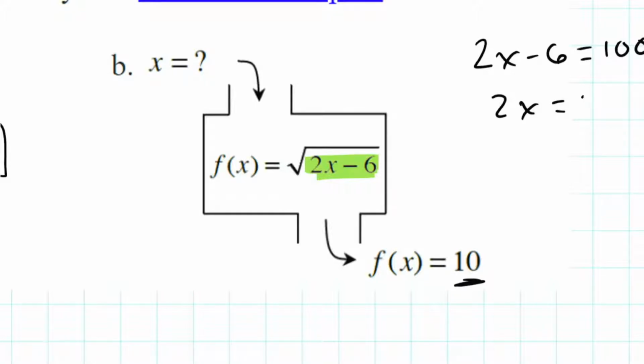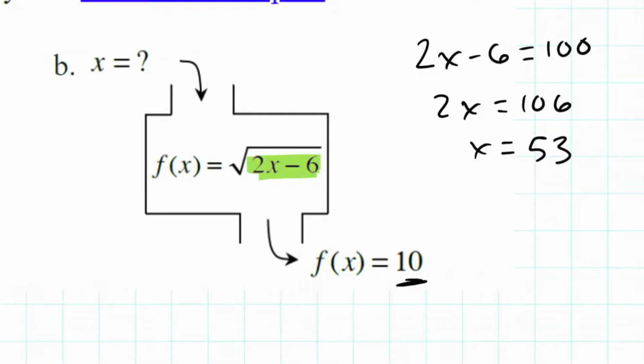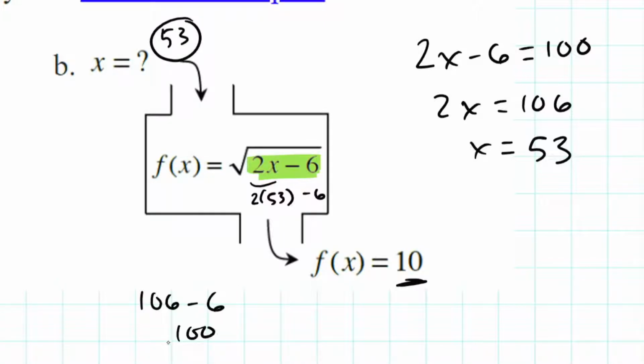Therefore, 2x must be 106. Therefore, x must be 106 divided by 2, which is 53. There we go. So this is me checking now. If I say that my input to this function is 53, that's going to become 2 times 53 minus 6. 2 times 53 is 106. Minus 6 is going to be 100. And yes, when I take the square root of 100, I do get an answer of 10. So an input of 53 would produce an output of 10.